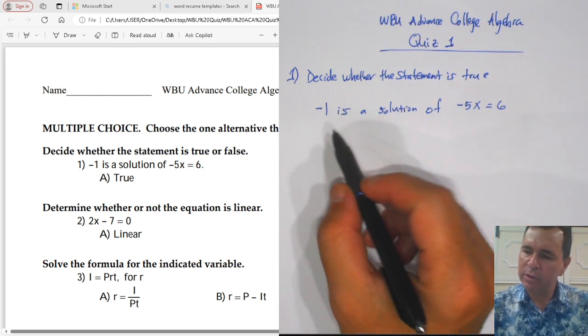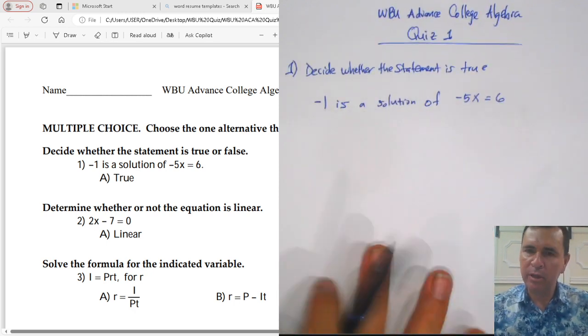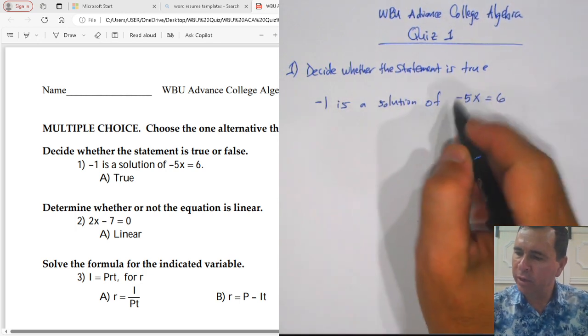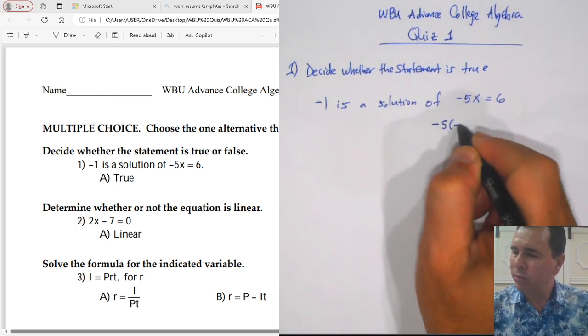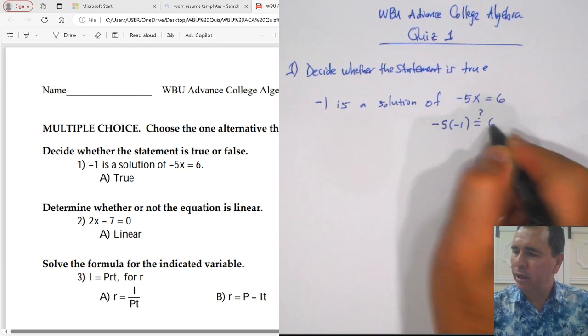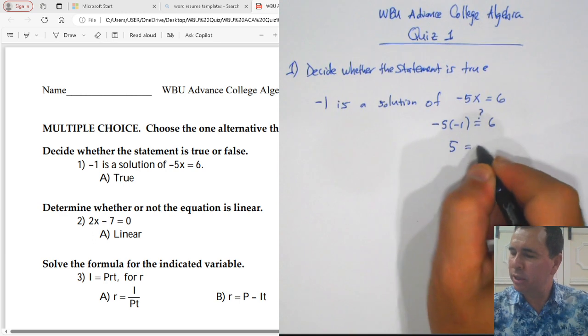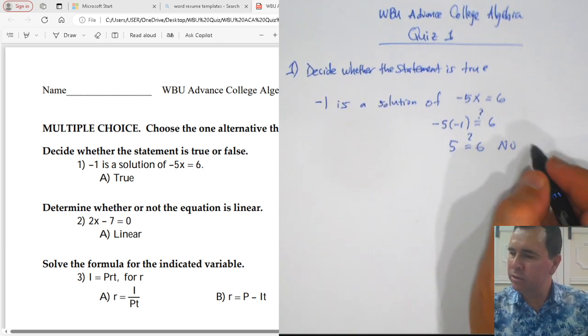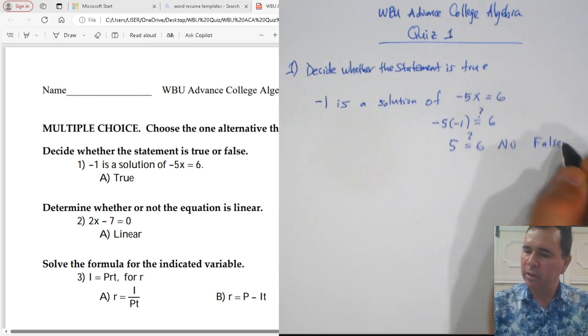So question number 1 says decide whether the statement is true. Is -1 a solution of that? All you got to do is put the -1 in there, and then you have a little question mark, and is 5 equal to 6? And the answer is no. Okay, so it's false.